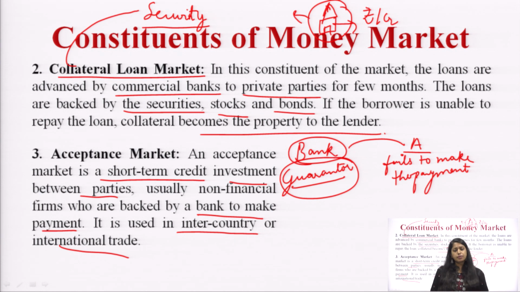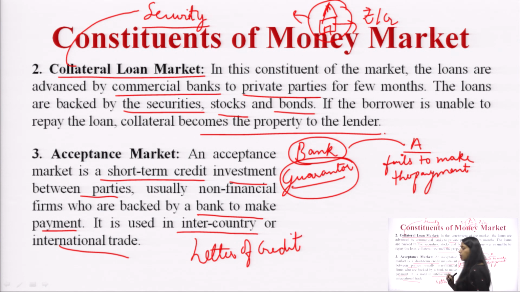So there are many scams which have taken place because of it, and since it was a long term thing, there what happens? That is called a letter of credit. When it is for a long term, it is called a letter of credit.